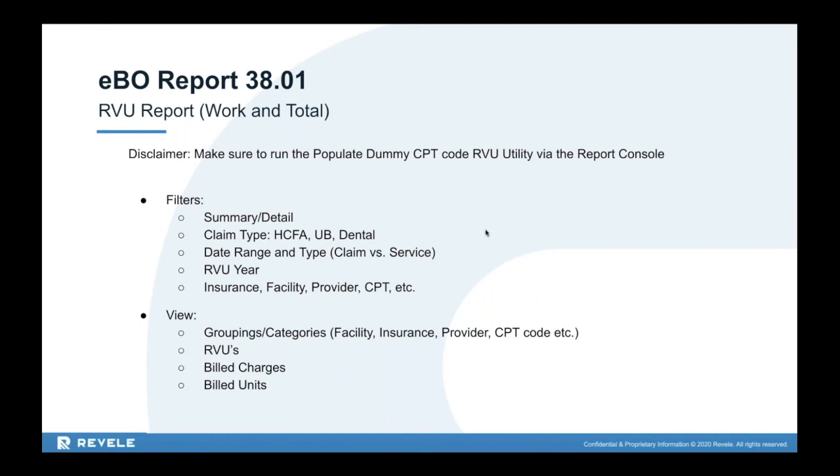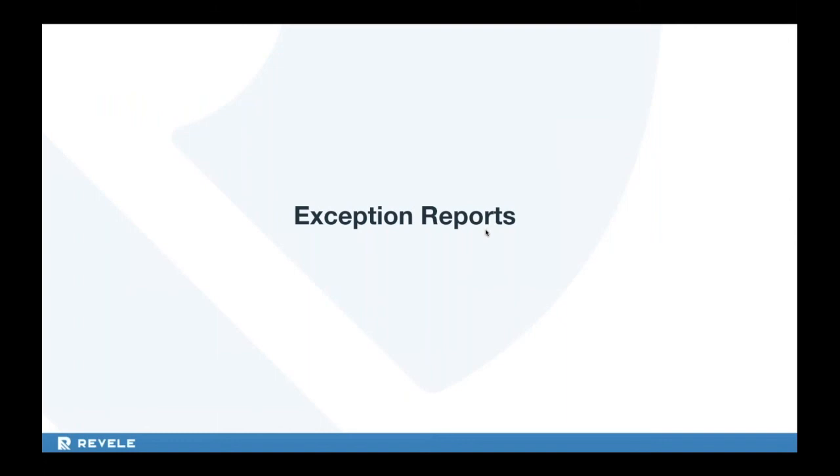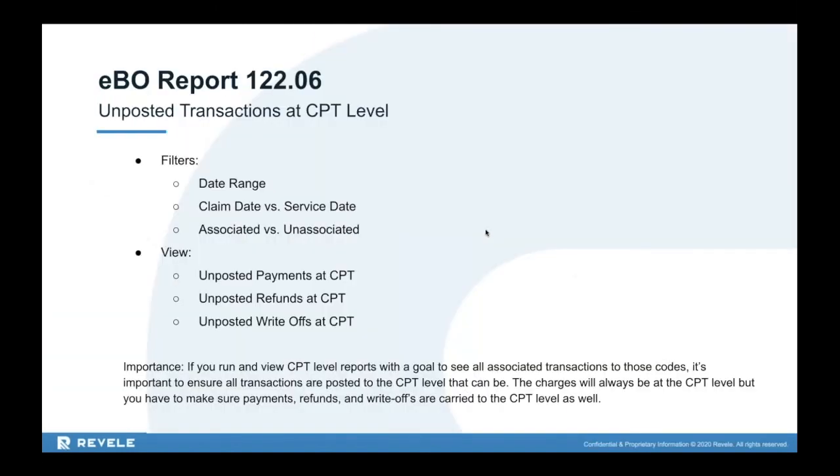So now we're going to move into the exceptions. So these reports are important. Really, this first one, kind of back to that when I talk about the CPT level. So let's say you're trying to do a reconciliation and you ran 3614 and you ran 3708, and 3708 is less than 3614. Like your CPT level is less than your claim level. That's a sign that you have some transactions, whether payments, refunds, or write-offs, that were not carried through during the time of posting to the CPT level.